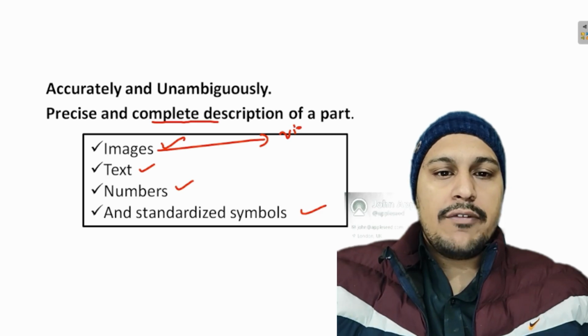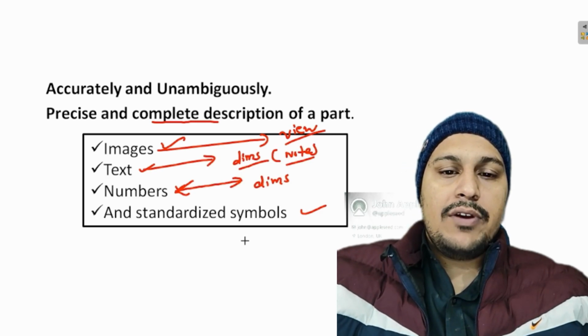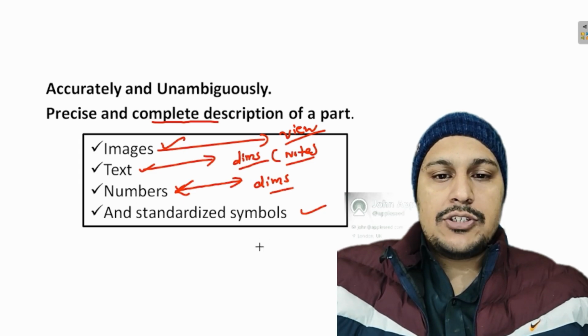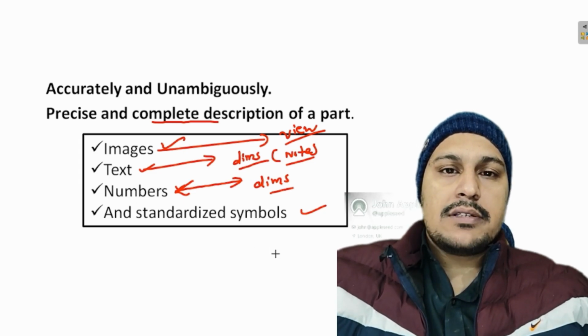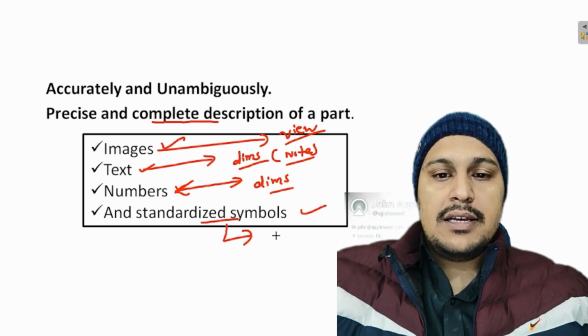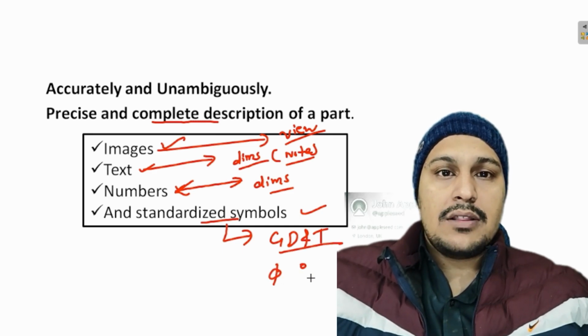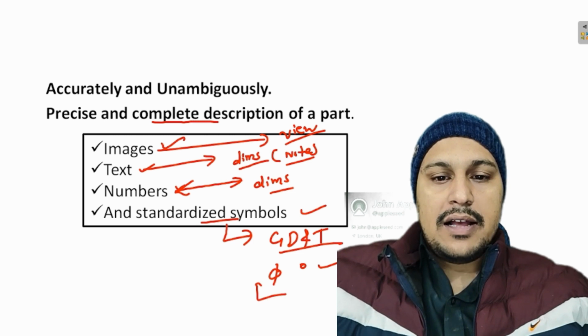What is the meaning of images? In the form of images, drawings have views. In the numbers category, we put the dimensions directly. And drawings also have standardized symbols, specifically GD&T symbols, and also some other symbols like diameter and degree. These are the symbols that drawings mostly have.